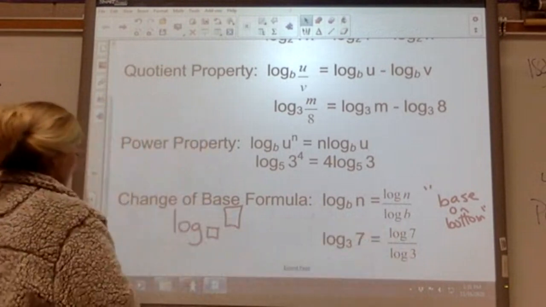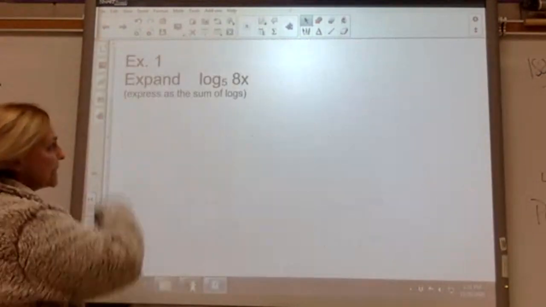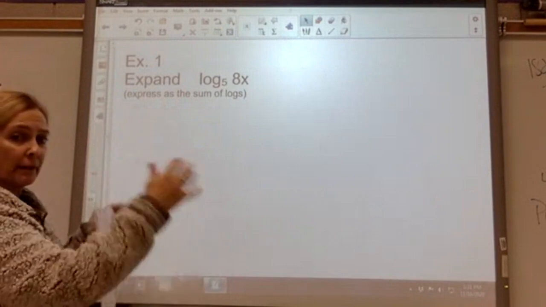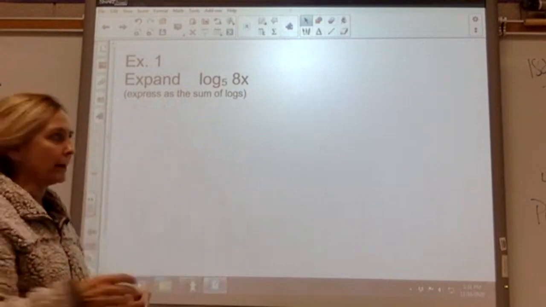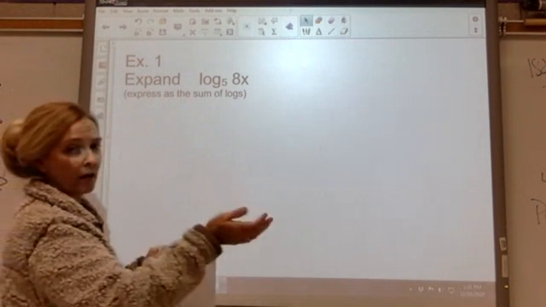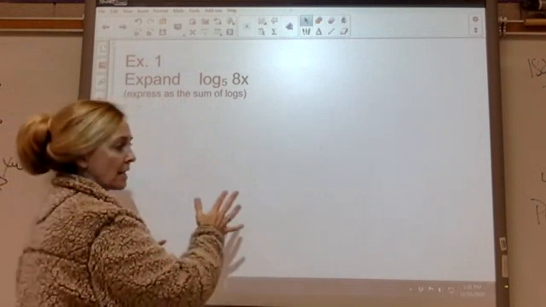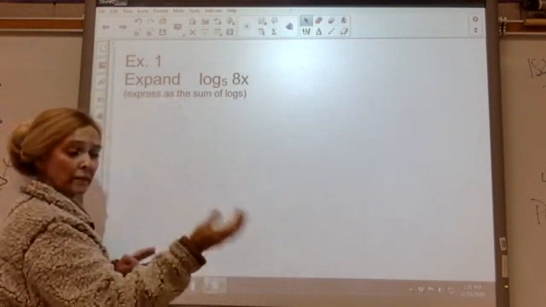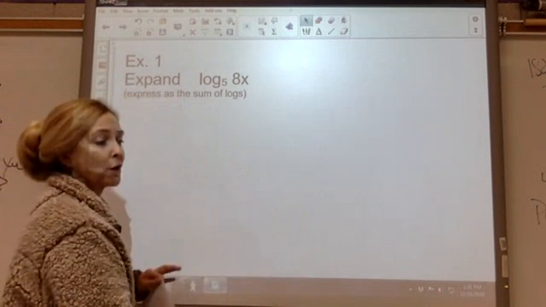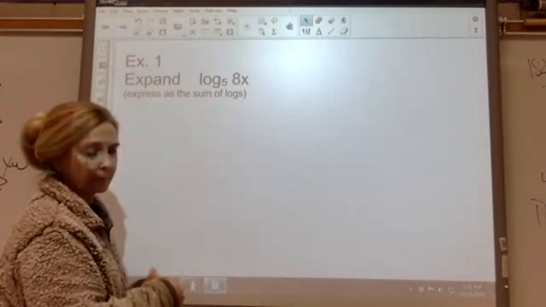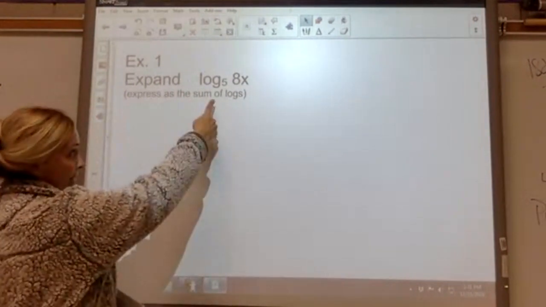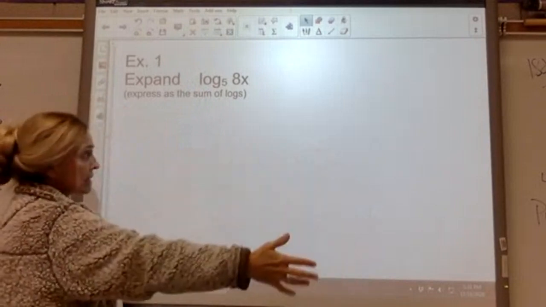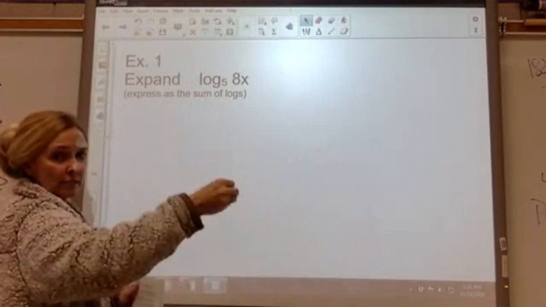Okay? Now, in these examples today, some of them are going to have us expand, or in Pearson, it might say express as the sum of logs in this case, or express as the sum and difference of logs, or whatever the case may be. And then we'll eventually get to problems that say rewrite as a single logarithm. All right, so right now, we have a single log, and we want to write it as multiple logs. Okay, so we're going to expand this, and each value gets its own log.